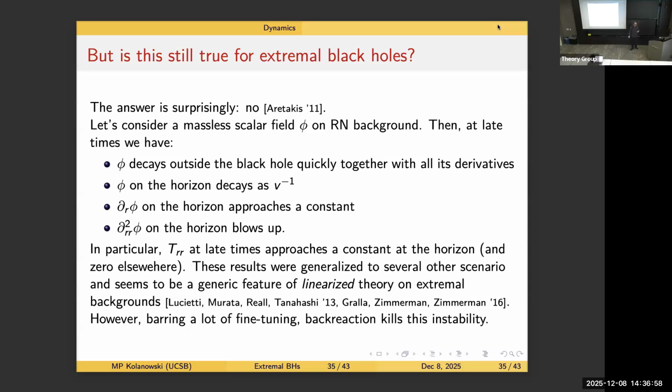And these results were generalized to any other linearized theories on extremal backgrounds and seem to be a very generic feature. However, this requires a lot of fine-tuning, because what would happen if you turned on back reaction is that something falls into an extremal black hole, so it's no longer extremal. So then this effect would go away. So what you can see in practice is that you get behavior like this for a very long time, and then after some time things really just decay.